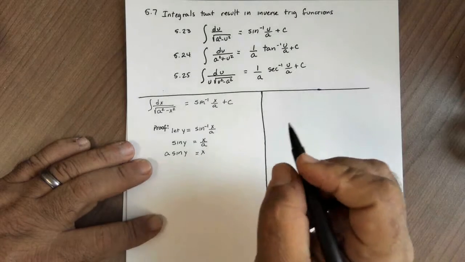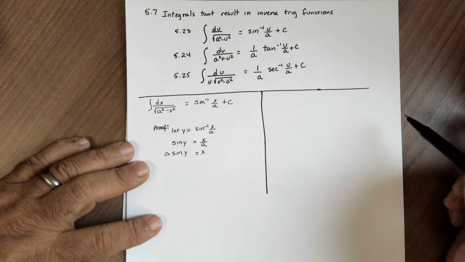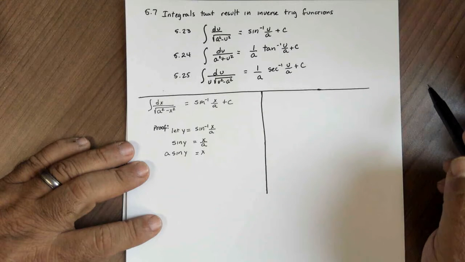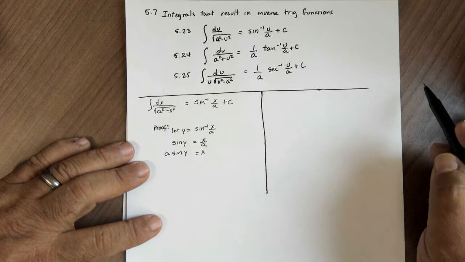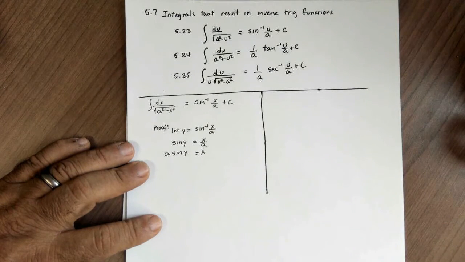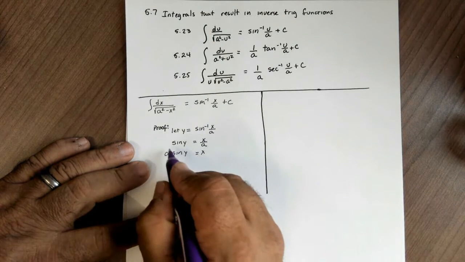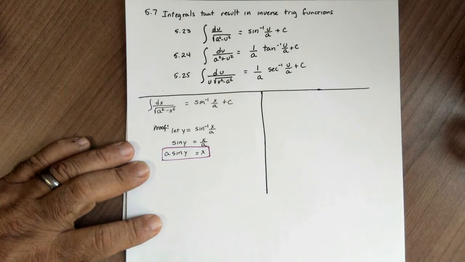It's important to remember two things here. First, that the sine inverse, when you put it in, your range is going to be from minus pi over 2 to pi over 2. That's going to be important in a minute. The second thing that it's important to remember is that a is a constant. This right here, I'm going to refer to a little later when I do another substitution in a different direction.